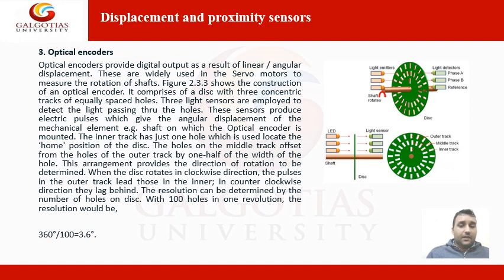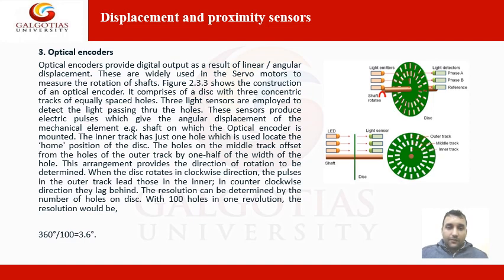Next are the optical encoders. Encoders provide a digital output as a result of linear or angular displacement. These are widely used in servo motors to measure the rotation of a shaft. This is a diagram for this. This is a disc with some parts cut out. This is the light emitting source, and this is the light detecting source, that is phase A, phase B, and reference.